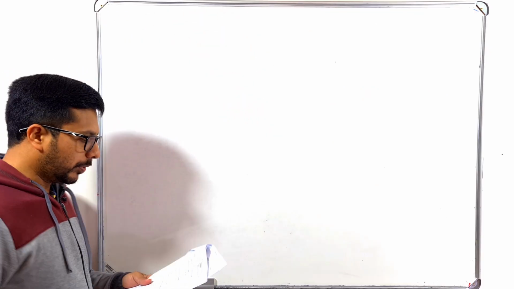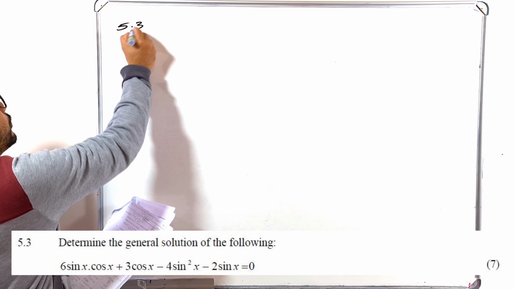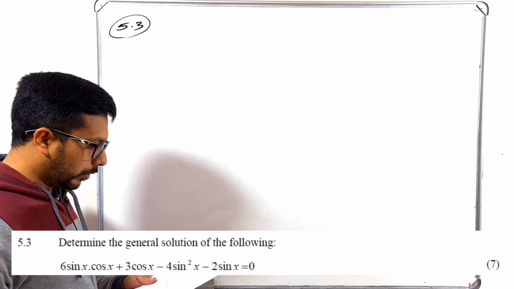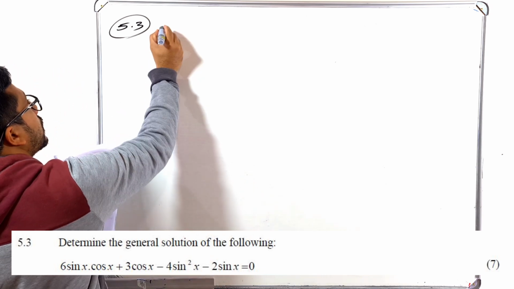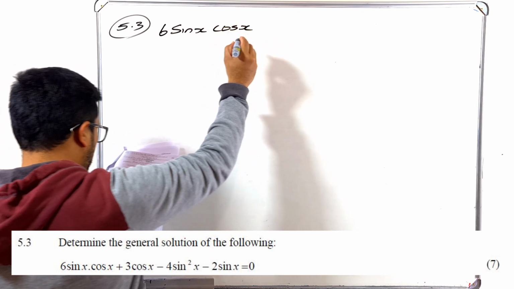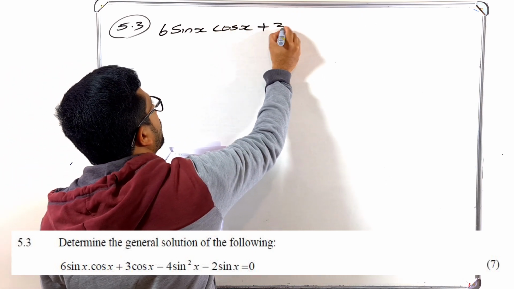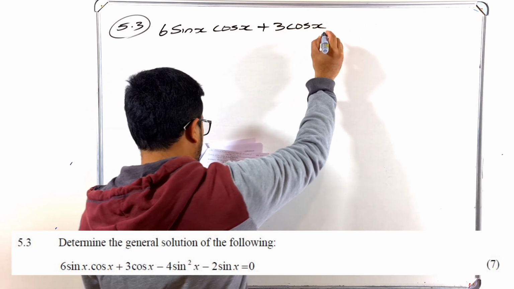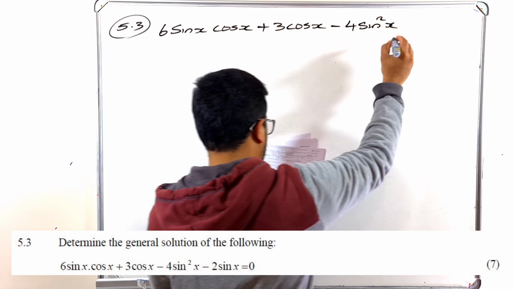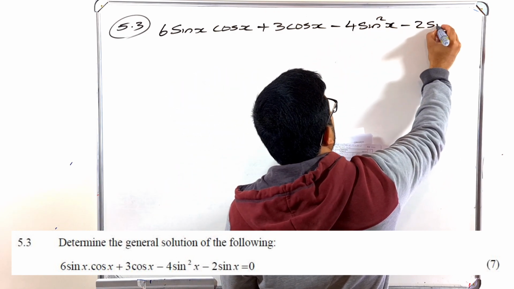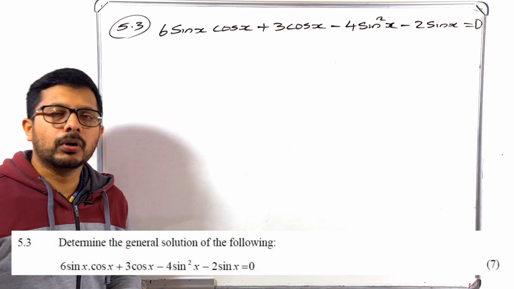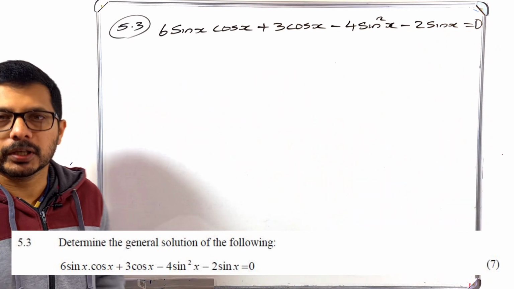Okay, next, question number 5.3. What is that question? Determine the general solution of the following: 6 sin x cos x plus 3 cos x minus 4 sin squared x minus 2 sin x is equal to 0. So you have to find the general solution of this one.